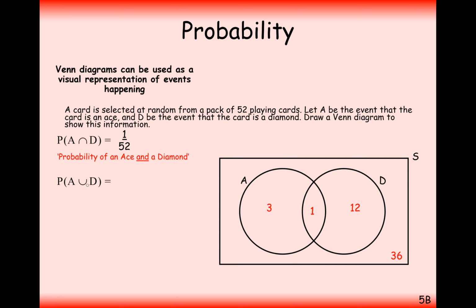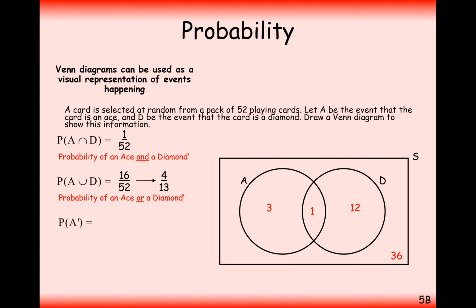The probability of A or an ace or a diamond happening. Well, imagine you're picking a card out of a deck and you pick either an ace or a diamond. What's the probability of that happening? Well, we've got 3 aces that are not diamonds, 1 ace of diamonds, and 12 diamonds that are not aces. And it doesn't matter out of these 16 cards which one we pick. So it's 16 out of the 52 cards that we have in our deck. And we can simplify this to 4 out of 13.